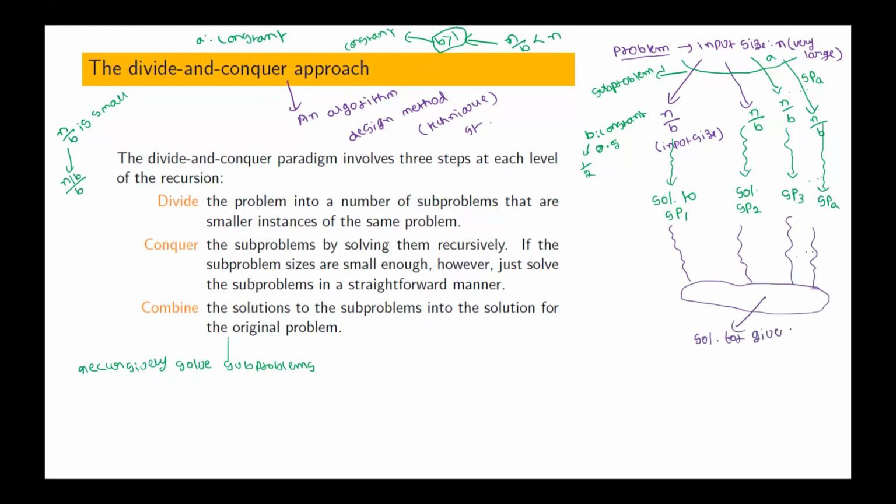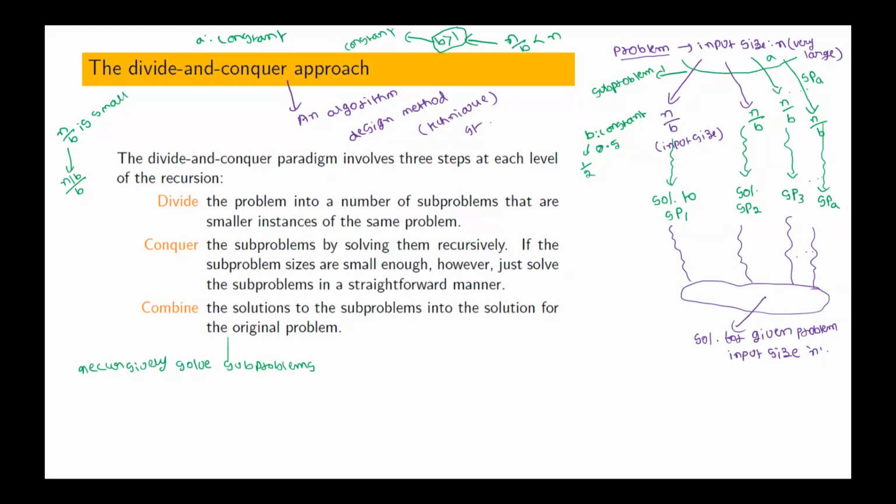What is the given problem? Whose input size is n? Is that clear? The procedure? So we are given a problem whose input size is n. That n is somewhat large value.